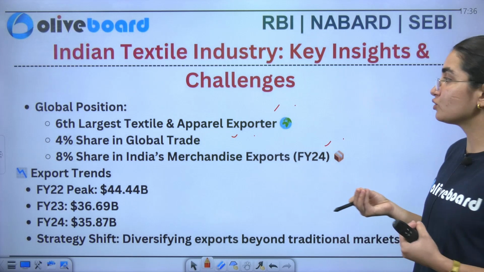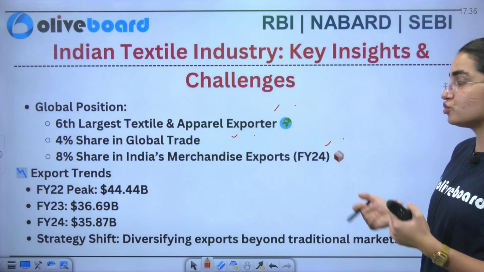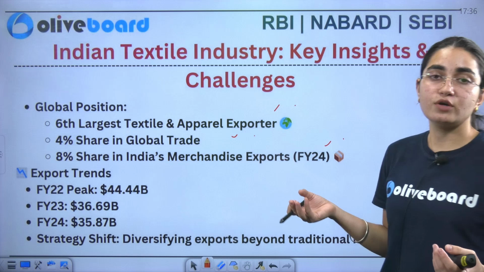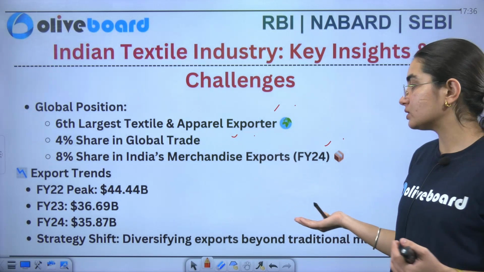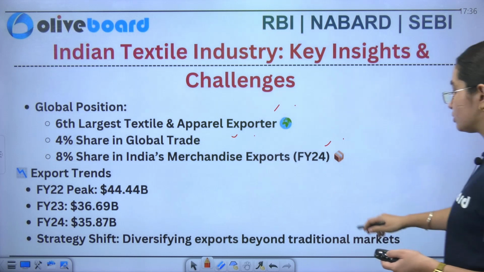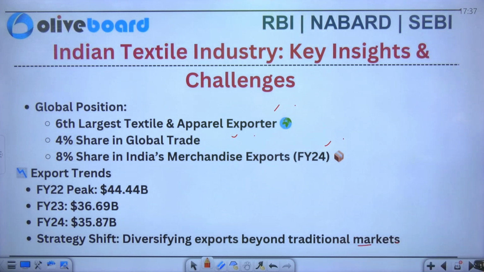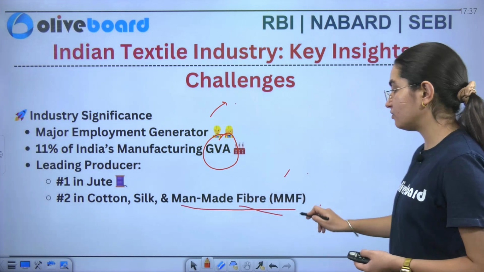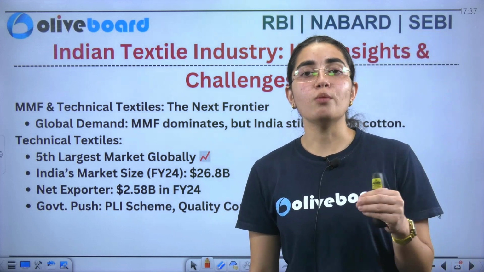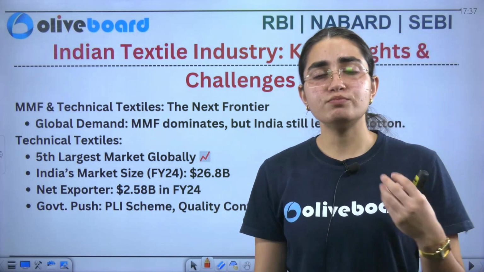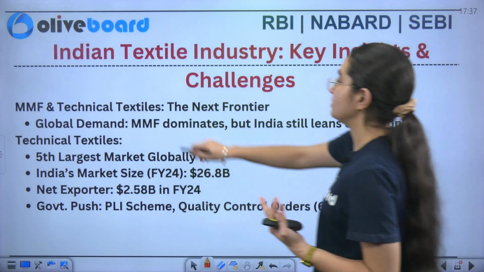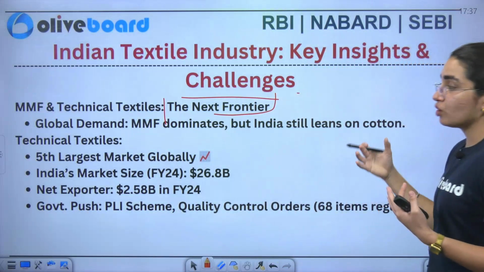On the export trend, you can see that financial year 2022 peaked near $44.44 billion, and if I compare it with financial year 2024, you can see 33 something, 35 something. On the strategy shift, it is about diversifying exports beyond the traditional market. We are specifically talking about man-made fibers. The survey says that we have a lot of opportunities. Man-made fiber is dominant in the entire world, and we need to improve ourselves in that. It has also been mentioned that this is the next frontier, with dominance over the rest of the market.